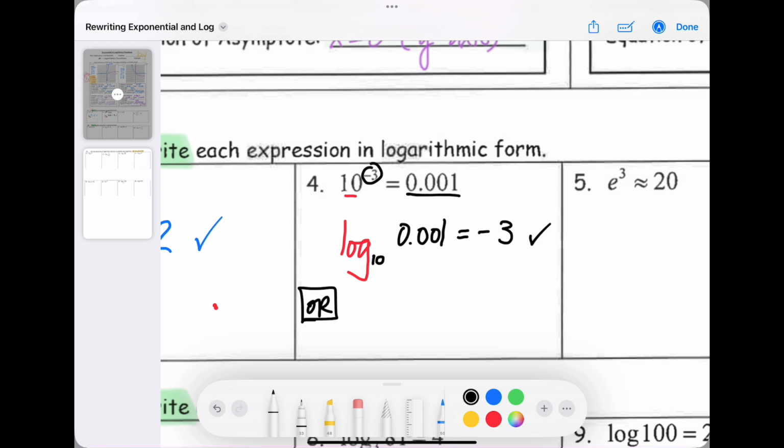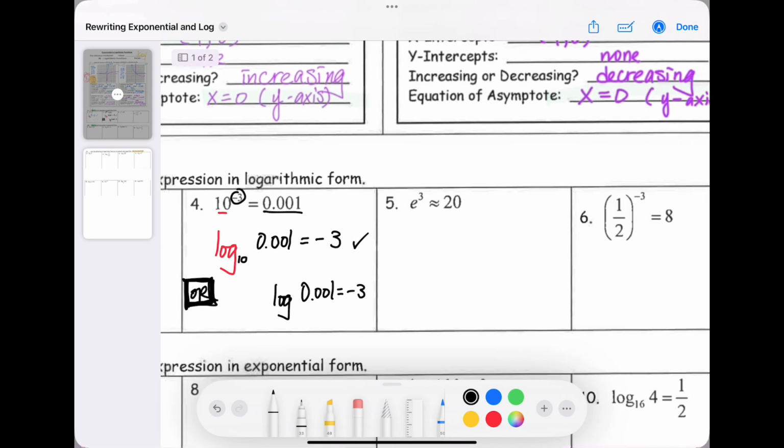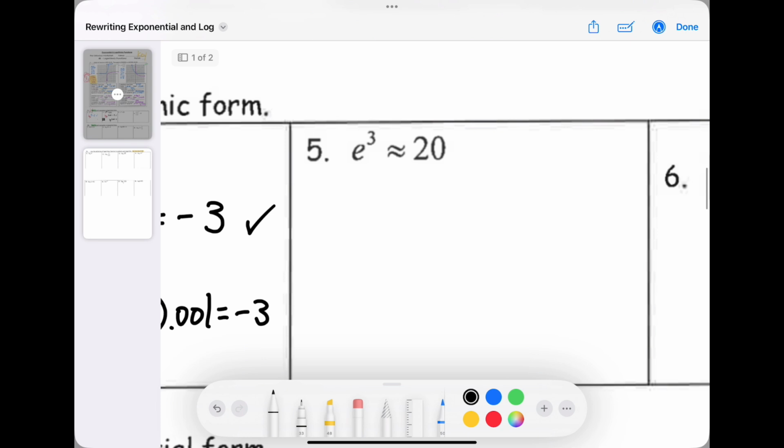Done. Now most of the time, because we use log base 10 so often, kind of like we as human beings have 10 fingers, right? Sometimes we can just omit the 10. So log of 0.01 equals -3. x and y simply switch, and that's it. Moving on, all about the base.